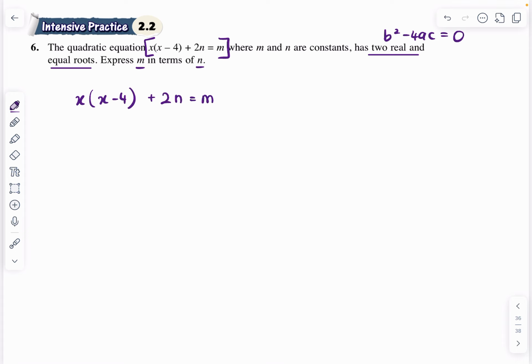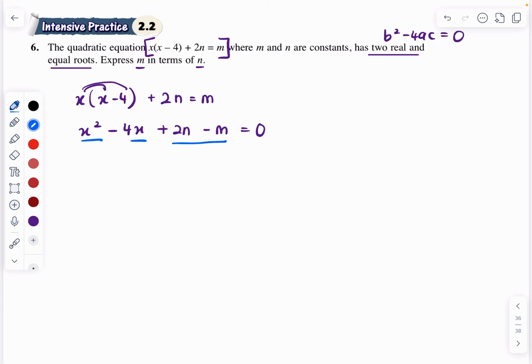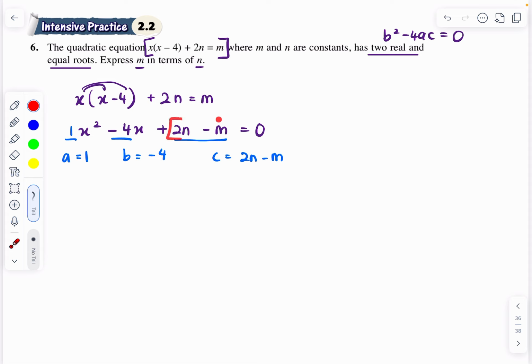And then we expand and rearrange. So this will give us x squared minus 4x plus 2n minus m equals 0. Okay, so from here we have x squared, x, and these are all constants. So our a will be 1, our b will be negative 4, and all this will be c, because all this has no x. If it doesn't have x, it will be the constant, c.